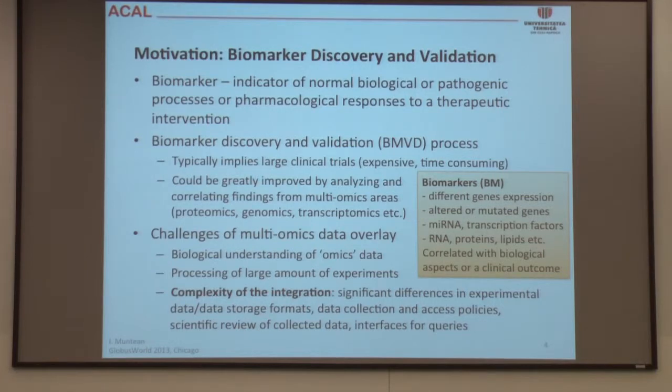Those biomarkers are mostly not known at the moment, so a biomarker discovery and validation process has to be set up, which done in a traditional way would typically imply large studies and clinical trials. But the idea is that this could be greatly improved by analyzing and correlating findings from the so-called multi-omics area, such as proteomics, genomics, and so on. Biomarkers are, of course, different gene expressions, altered or mutated genes, microRNA, and also correlations between those.